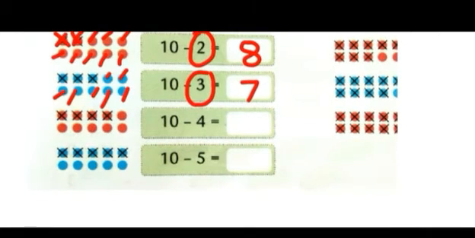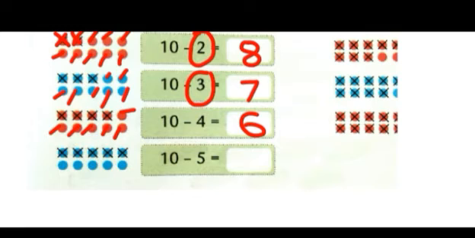Okay, see the next one. Total 10 red dots are there and we have to cross 4. So after crossing 4, how many are left? Let's count together. 1, 2, 3, 4, 5, 6. So answer is 6. 10 minus 4 is 6. So from a bigger number, we always subtract the smaller number.